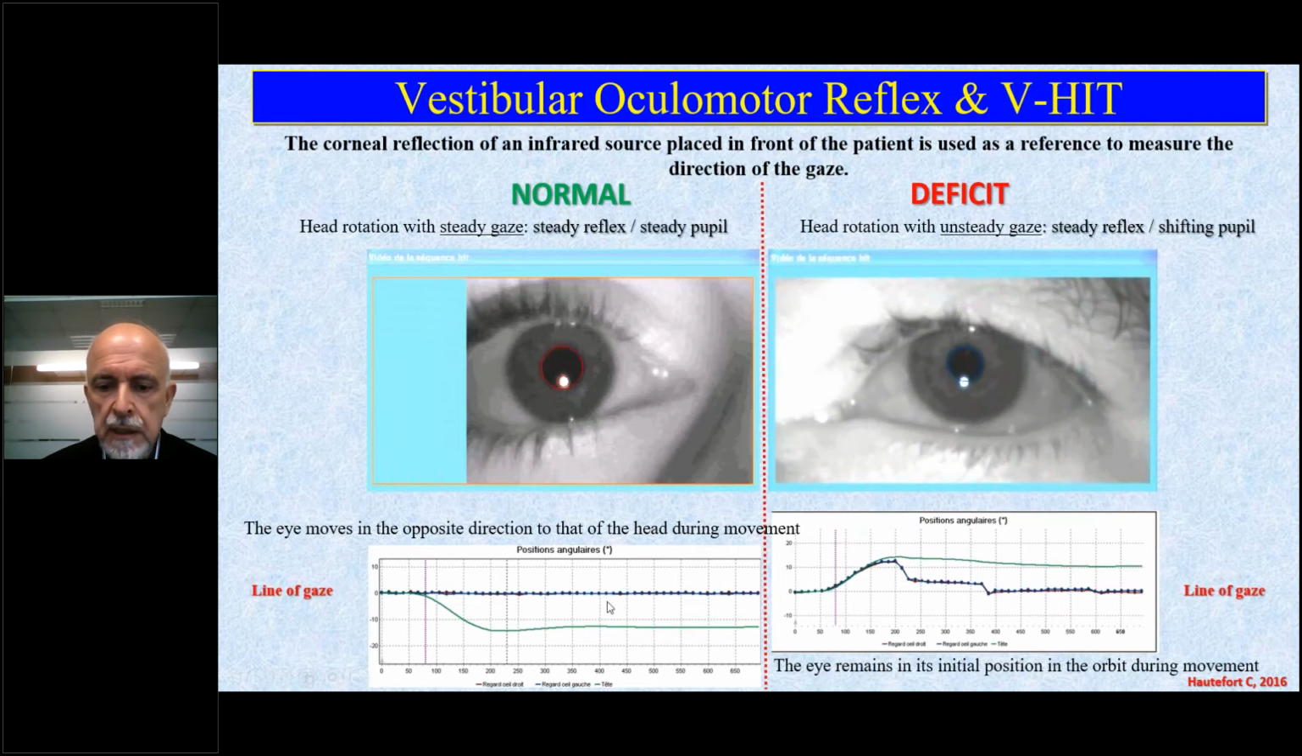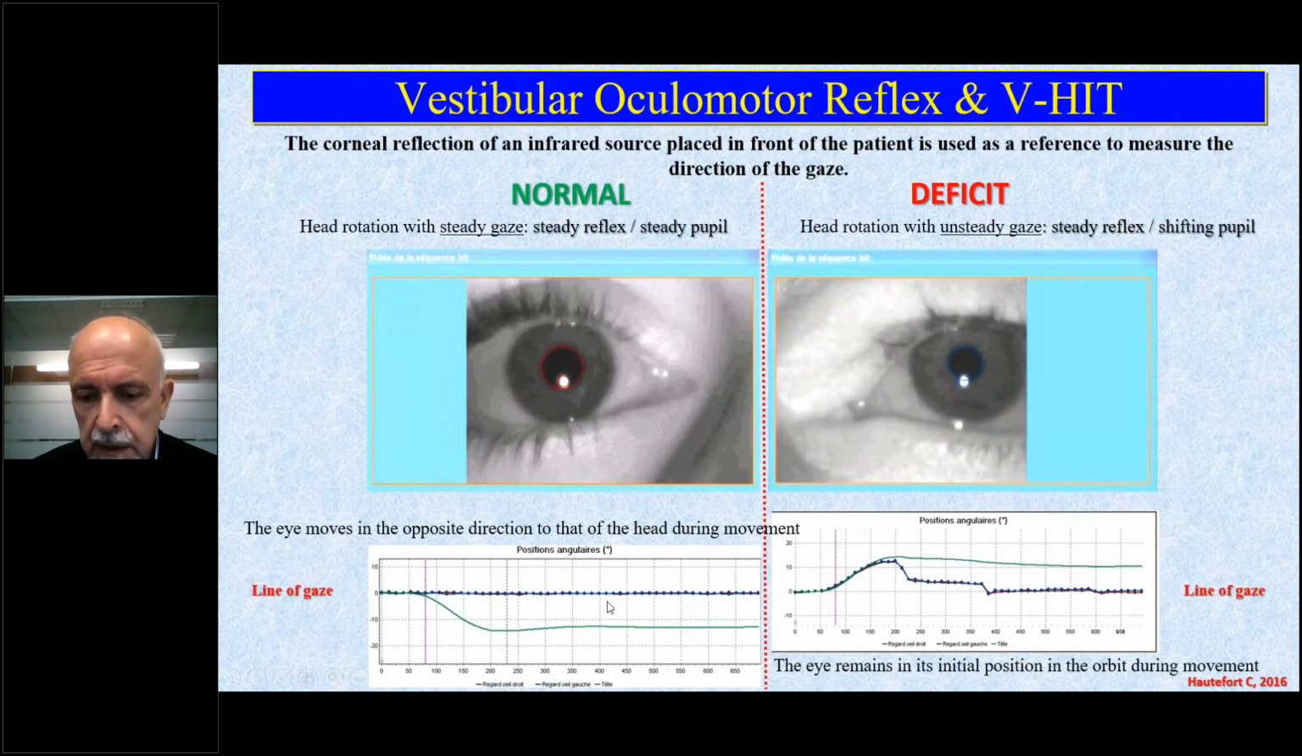The eye remains in its initial position in the orbit at the beginning of the movement, and later we will see a covert saccade and an overt saccade that bring back the line of gaze to the right position on the target.